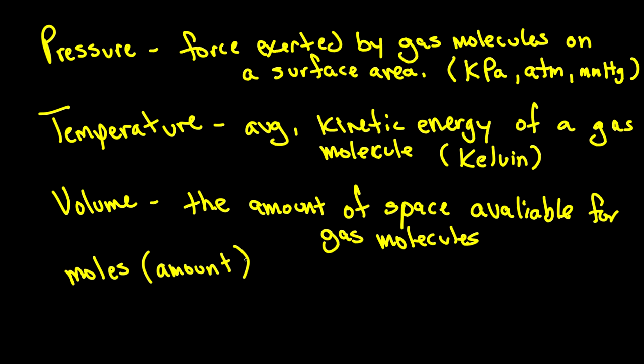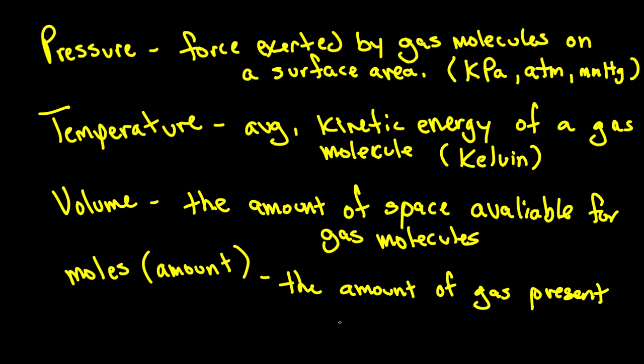And then lastly, we come to moles. If you remember moles from mole conversions or stoichiometry, this is pretty much the same thing. A mole is the amount of atoms of a substance, and this is no different. So moles of gas is going to be how much gas there is present, or the amount of atoms of that gas molecule present. So moles is the amount of gas present. And moles are measured in moles, MOL. So that means if you have mass, you need to convert it to moles.